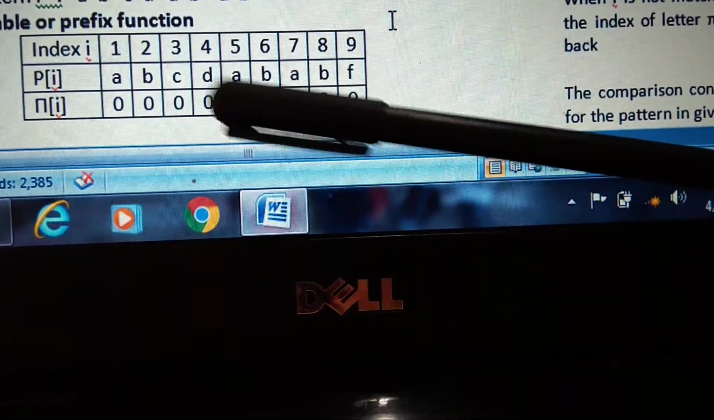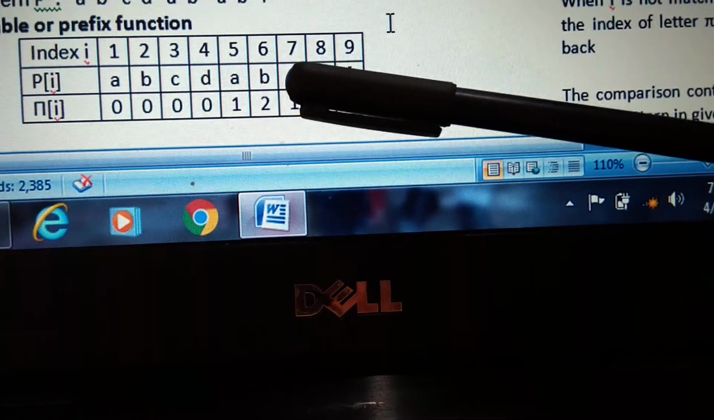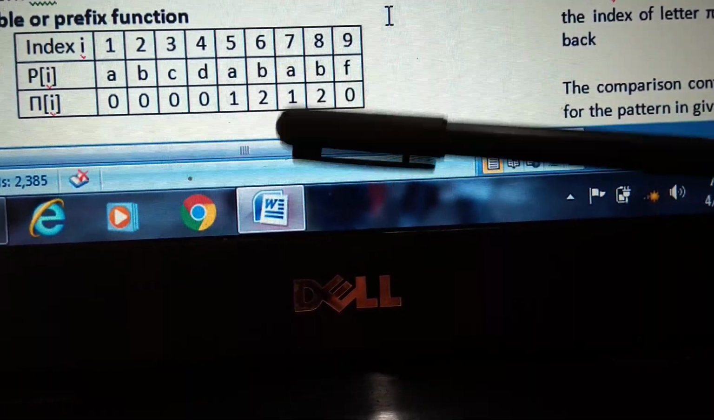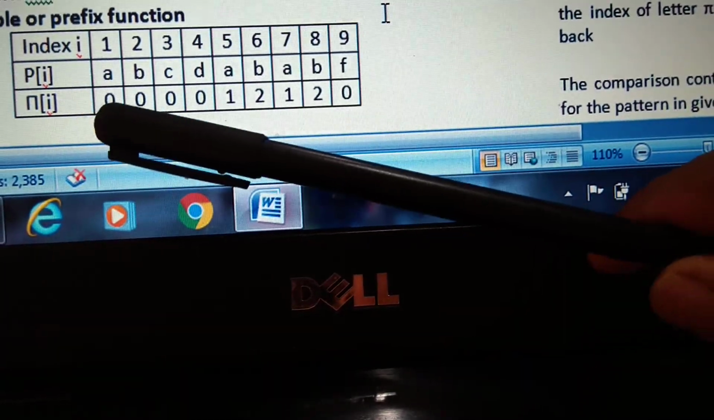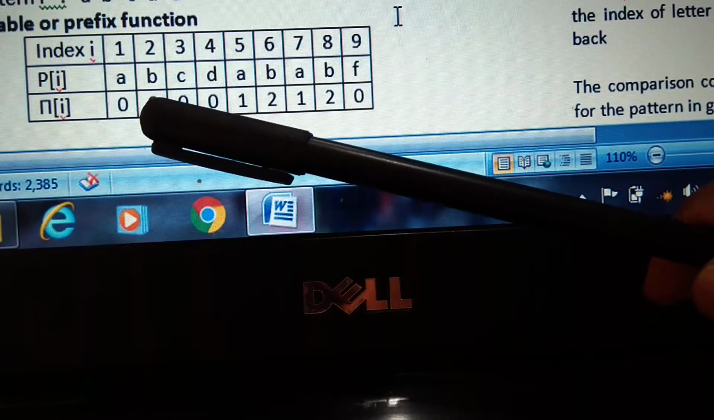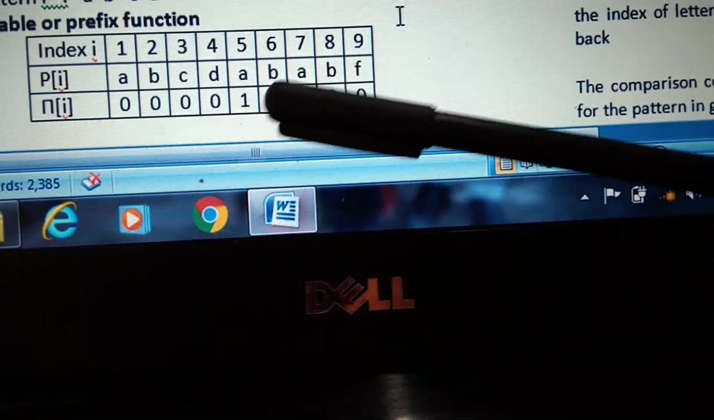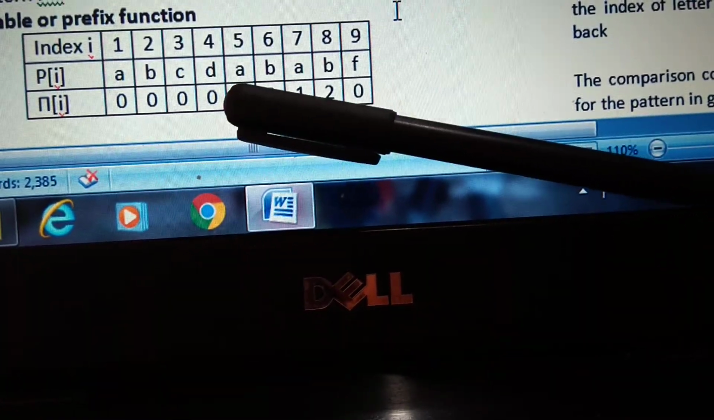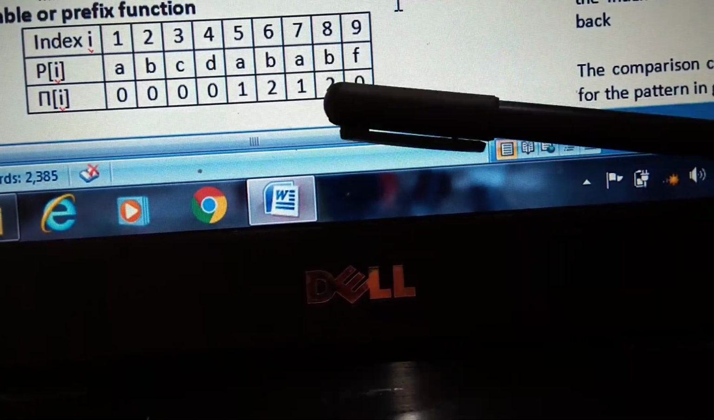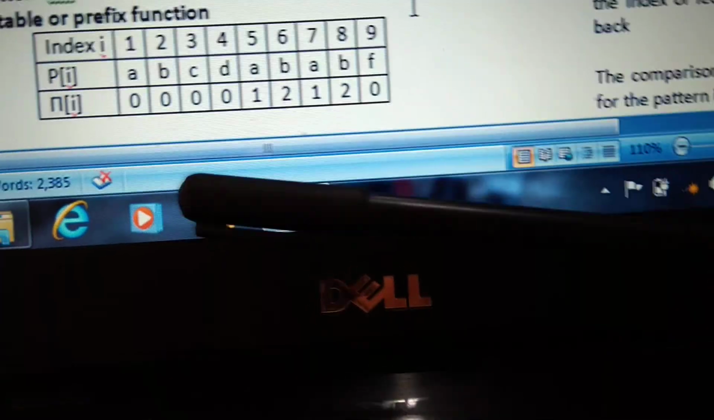B is also repeated, so 2. Next, again AB is repeated, so you mark with 1 and 2. A is 1 and B is 2. That means when the pattern AB is there, initially we mark it with 0, 0. Later, whenever it is repeated, you mark it with 1, 2. Again it is repeated, mark with the same 1 and 2. The remaining values are zeros.